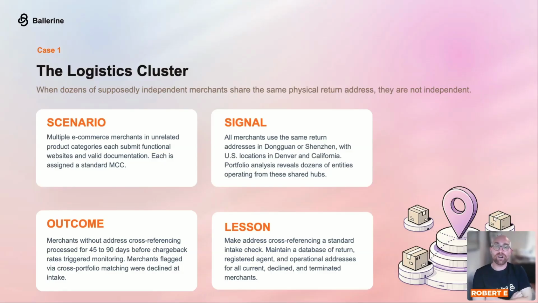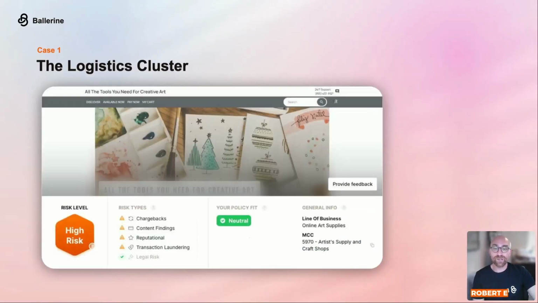So oftentimes, these kind of logistics hubs, it might be good to keep a database of things like return addresses, if they're using a registered agent or the same registered agent, or different operational addresses that actually might come from different sources, like their website. So the first thing, what does a logistics cluster usually sell?